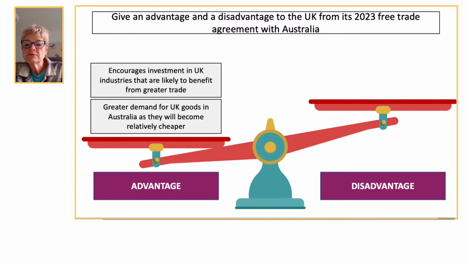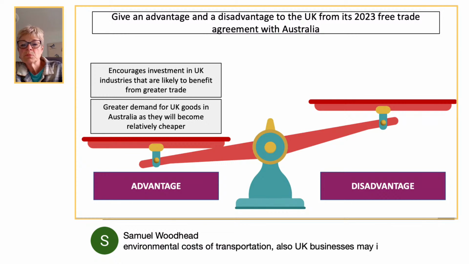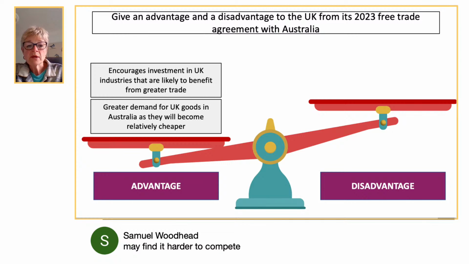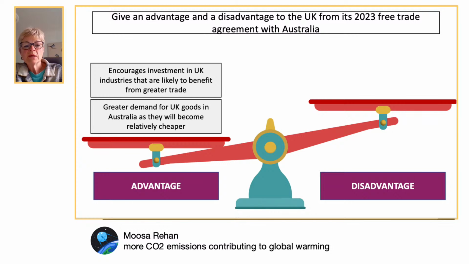So Borders said gives each country a comparative advantage. It doesn't give them a comparative advantage in the first place. It allows them to exploit it more easily. So just be very, very careful with your language there. Samuel says environmental costs of transportation. You're spot on. It's right round the other side of the world. And are we right to encourage so much trade when we've got potentially customers and traders right on our doorstep? More CO2 emissions, says Musa. May find it harder to compete, Samuel says.